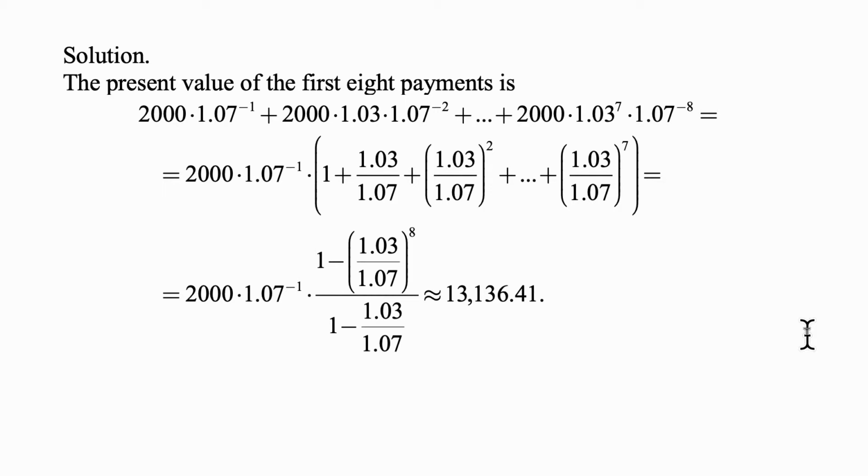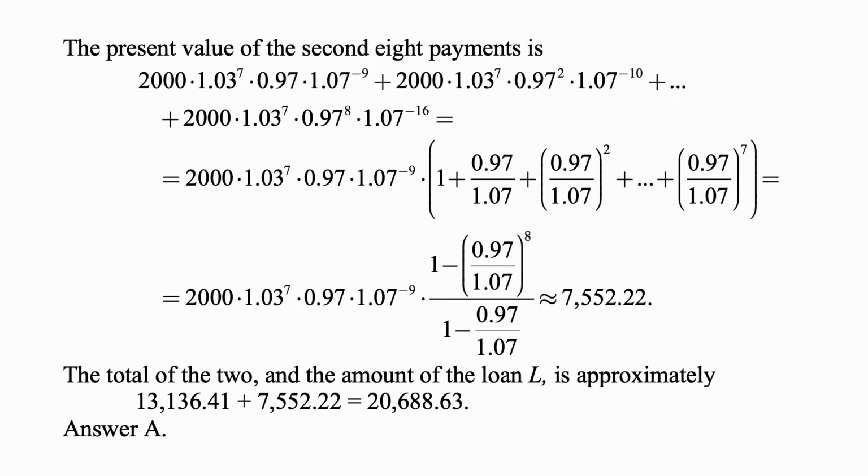And this is approximately 13,136.41. The present value of the second 8 payments is 2,000 times 1.03 to the 7th times 0.97, because they go down by 3% now, times 1.07 to -9, because it's paid at time 9, so discounted to time 0, plus 2,000 times 1.03 to the 7th times 0.97 squared, times 1.07 to the -10, and so on. And the last term will be 2,000 times 1.03 to the 7th times 0.97 to the 8th times 1.07 to the -16.